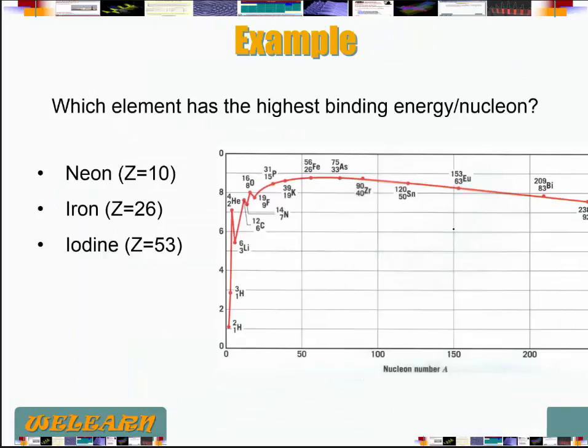Let's look at a couple of examples. Which element has the highest binding energy per nucleon? We already answered that. Iron, Fe. You notice here 26, so 26 56. That's the most binding energy. Now neon, that's Z equal to 10, so that's going to be somewhere here. Iodine, Z is equal to 53, so that's going to be probably somewhere here.